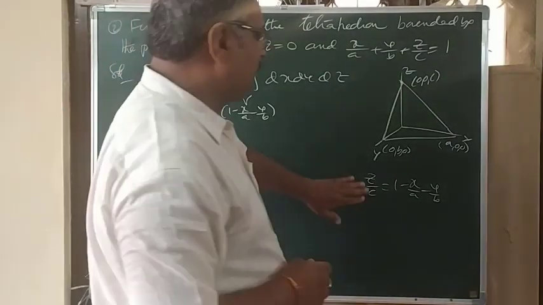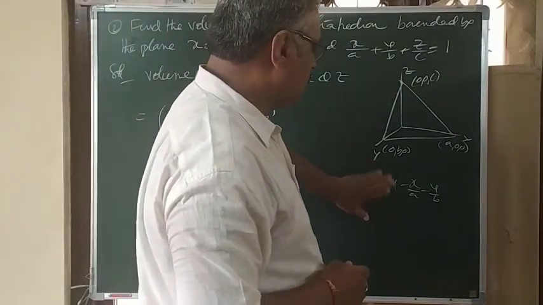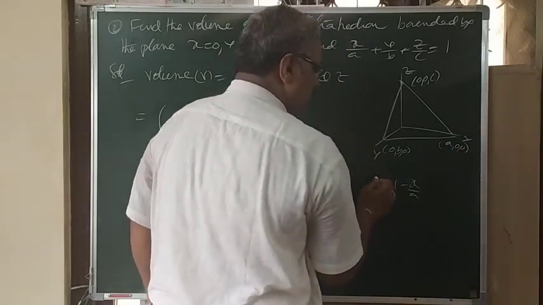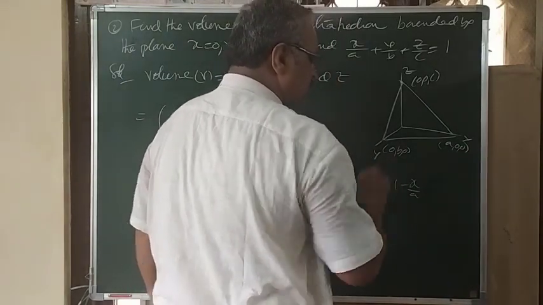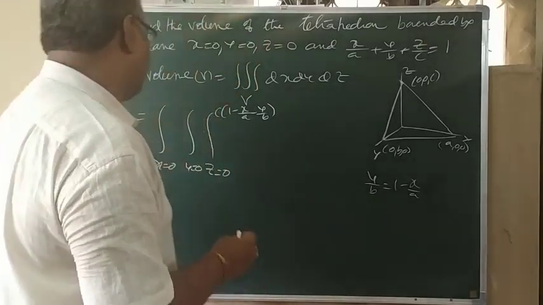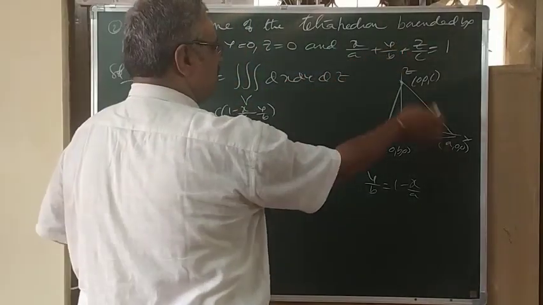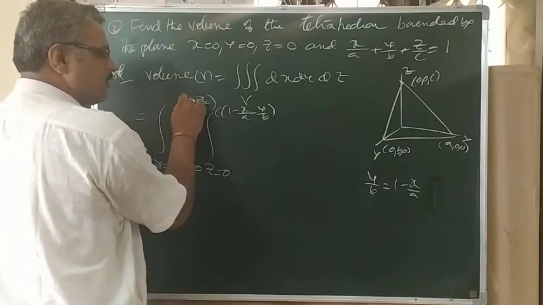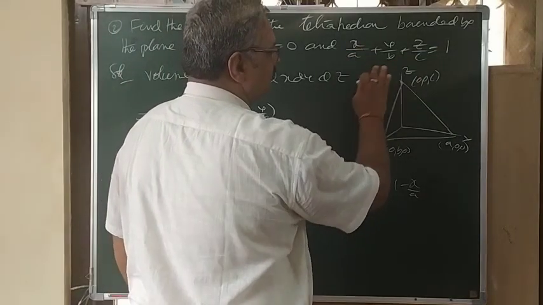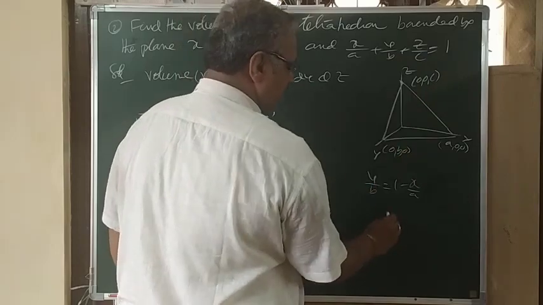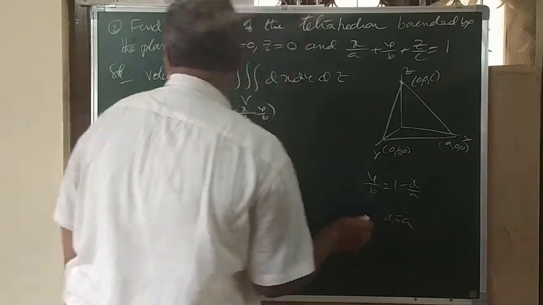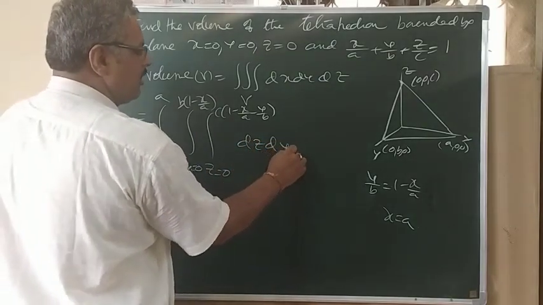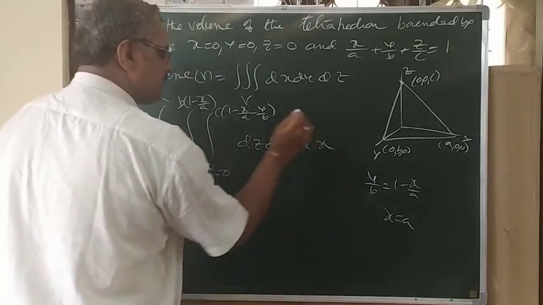Now, after finding the z limits, remove this variable. What is the y value? y by b equals 1 minus x by a, so y equals 1 minus x by a, into b. After finding the y limits, remove these two variables, x equals a. So dz, dy, dx.